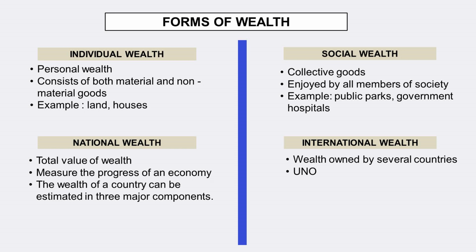Then social wealth. It is also called as collective wealth. Social wealth consists of all those goods that can be enjoyed by all members of the society. Social wealth includes public roads, public parks, public schools, government hospitals, and so on. In short, it includes all kinds of public property and ownership. Most of these things are called collective goods, that is, goods that are not in private ownership.